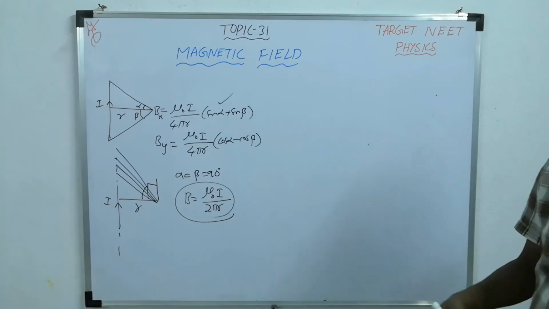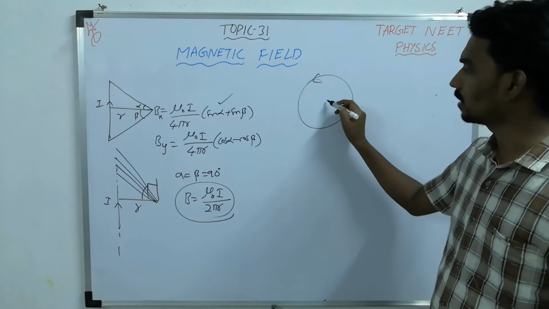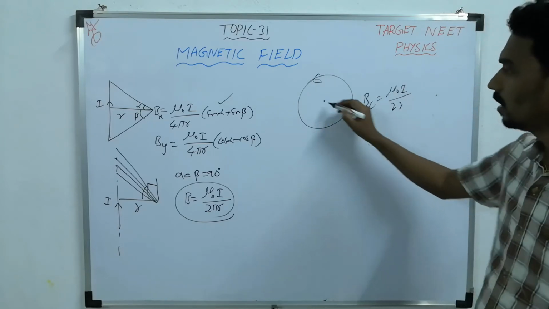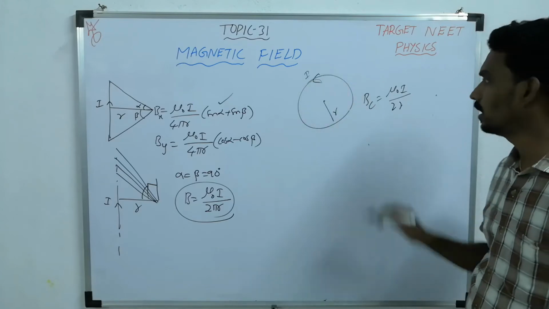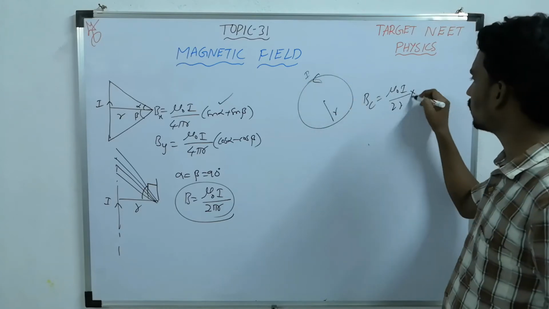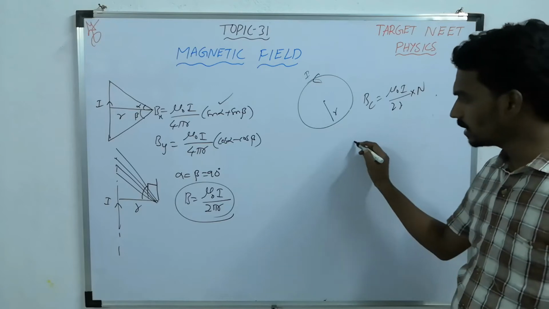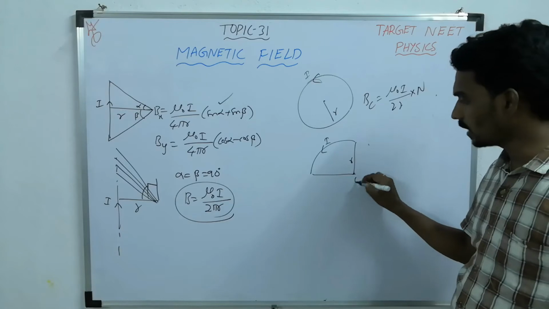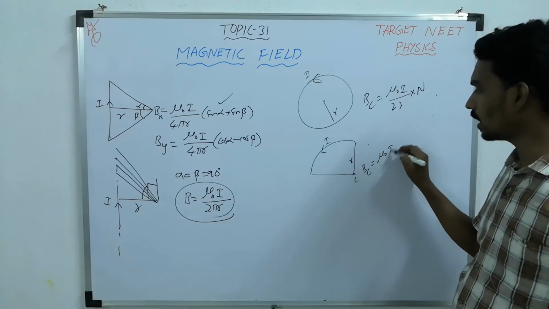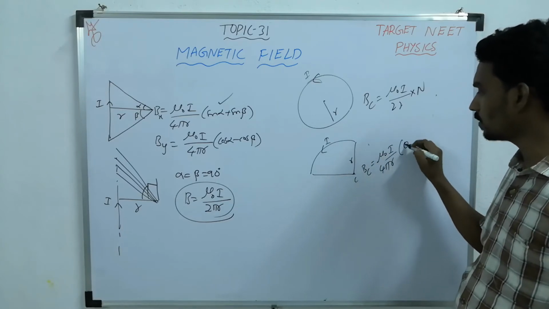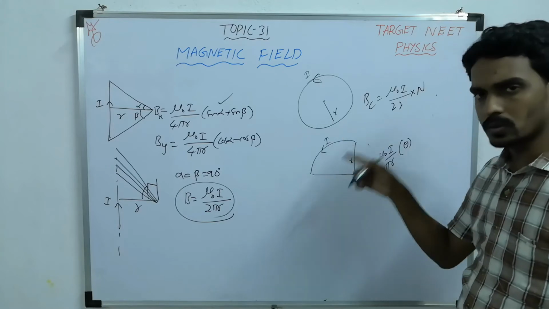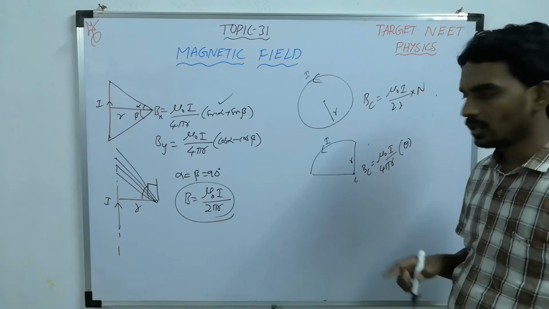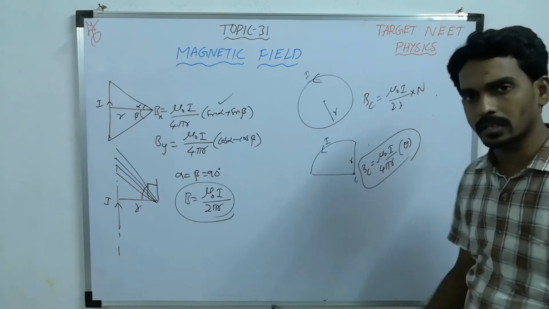For a circular element, if you consider the magnetic field at the center, it is mu naught I by 2r, where r is the radius and I is the current. If there are n number of turns, then multiply by n. And if there is a sector having current I of radius r, then at the center the magnetic field is mu naught I by 4 pi r times theta. Full circle means 2 pi, so if you substitute 2 pi, pi gets cancelled and it comes to the previous formula. So this is the generalized formula for any circular element.